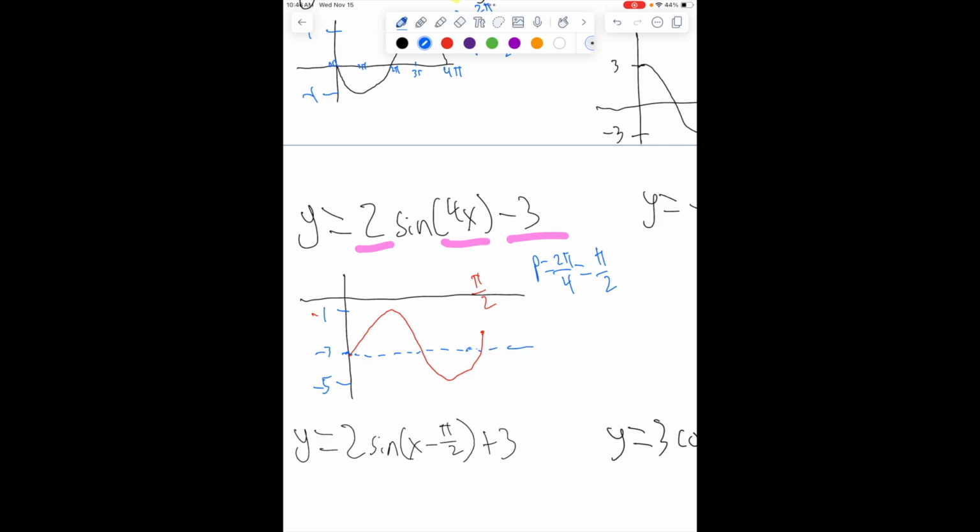Ooh, bad graph, Mr. Larson. So again, we're going to start here. We've got pi over 2. Half of pi over 2 is pi over 4. And then if we want to split that up, again, that's going to be pi over 8 right here and 3 pi over 8. So again, 1 pi over 8, 2 pi over 8, 3 pi over 8, and 4 pi over 8, just simplified. So I'm going to go here to here to here to here and back to here.